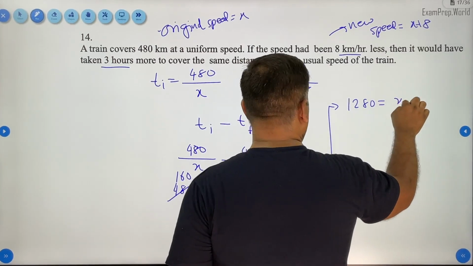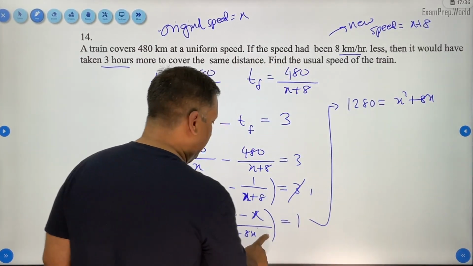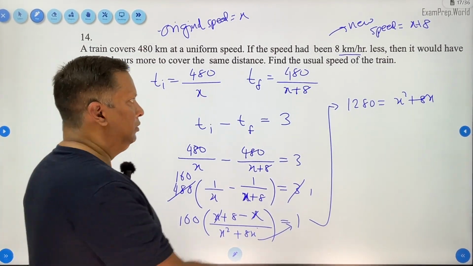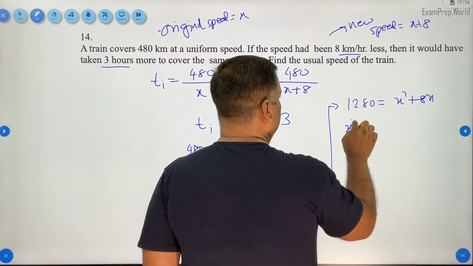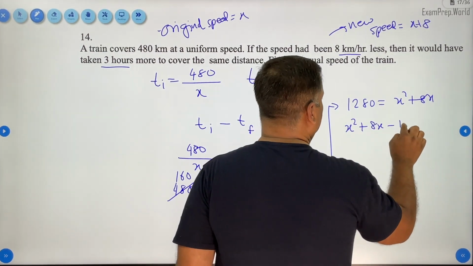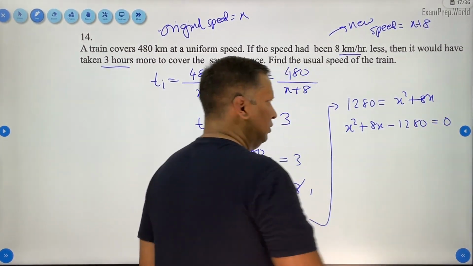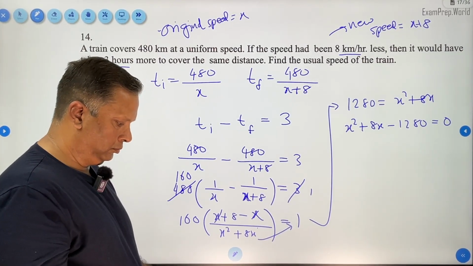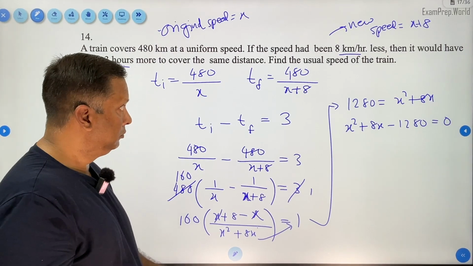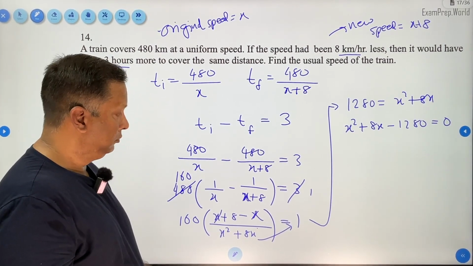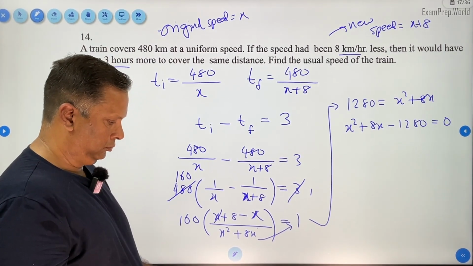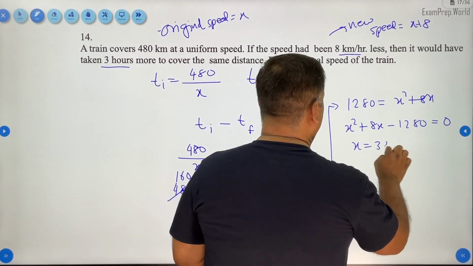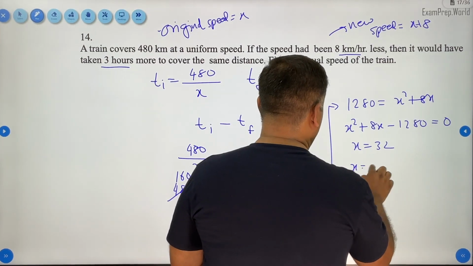So our expression, let's bring it here. 1280 equals x square plus 8x, and I'm multiplying this one with 1. Okay, cross multiply. So now get this 1280 here. So it becomes x square plus 8x minus 1280 equals 0. We have arrived at the quadratic. Now solve the quadratic. x I am getting 32 and x I am getting negative 40.